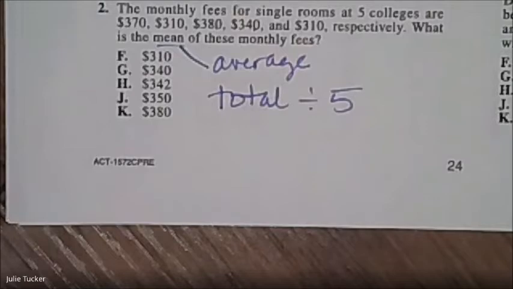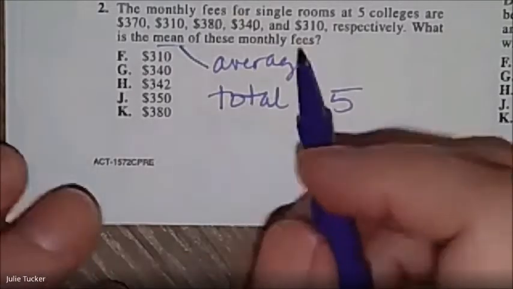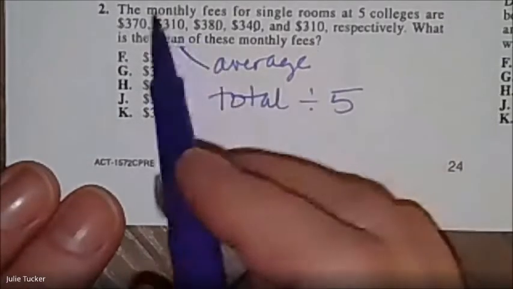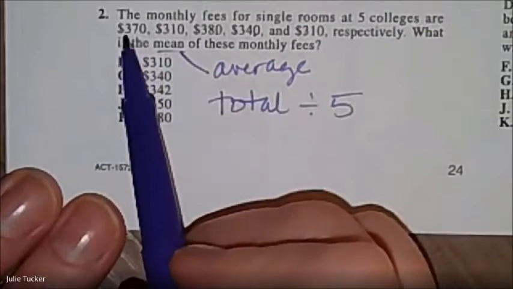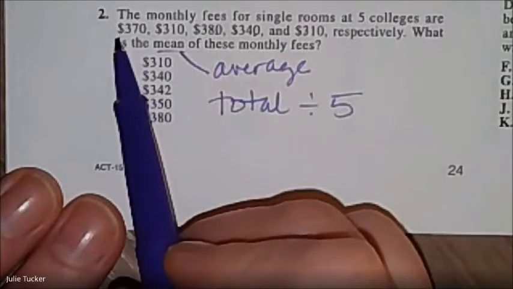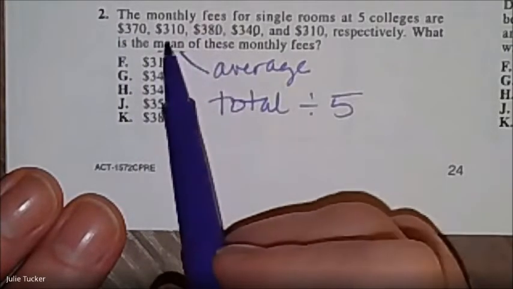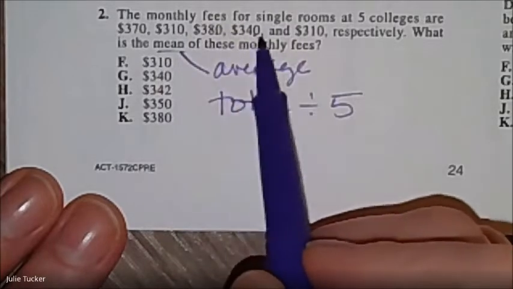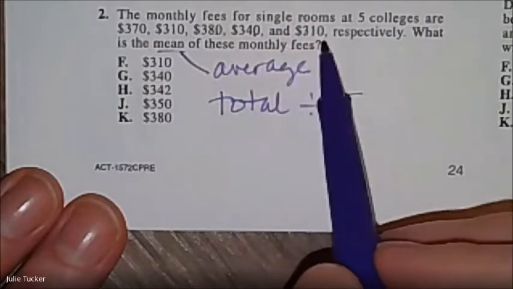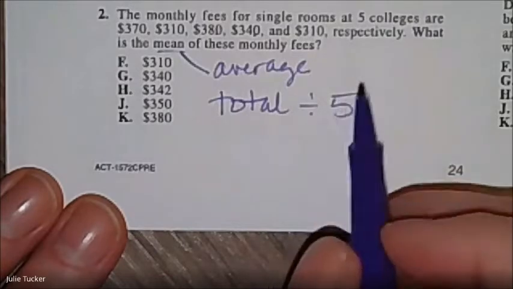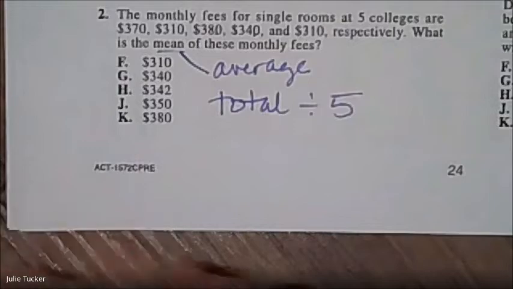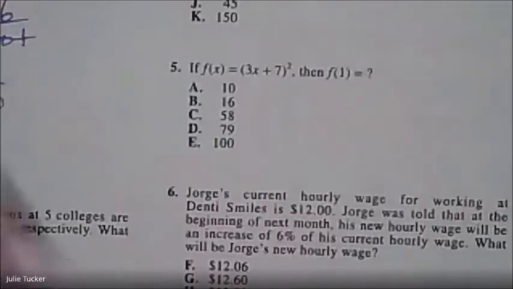So if we try to work through every question completely, we will run out of time. I think it's better if we just talk about what to do, right? Like we don't have to do the math. I'm sure you can tell somebody to go 370 plus 310 plus 380 plus 340 plus 310. Add that on the calculator and then divide by 5. Okay? All right, let's go to the next one.